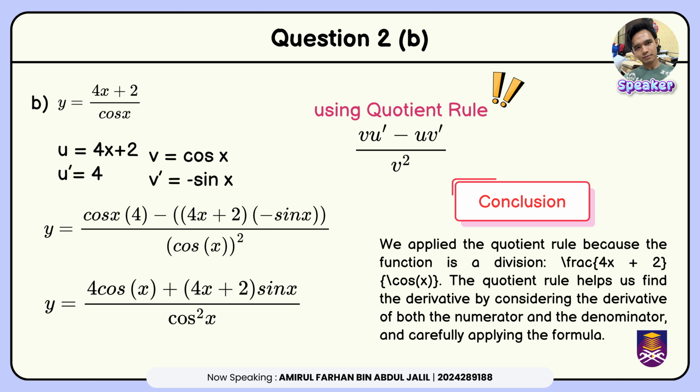So here is how to solve it. Using the quotient rule, v multiplied with u prime, which is cos x multiplied with 4, minus u, which is 4x+2, multiplied with our v prime, which is negative sin x, divided by cos squared x. So our final answer is (4 cos x plus (4x+2) sin x) divided by cos squared x. We use the quotient rule because the function is a division of two functions.